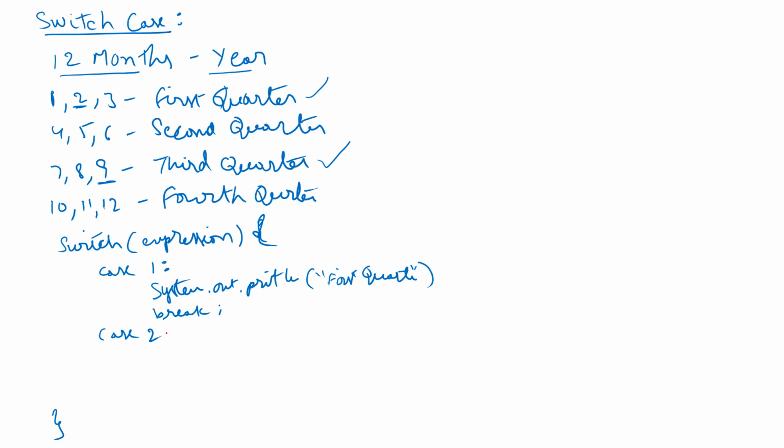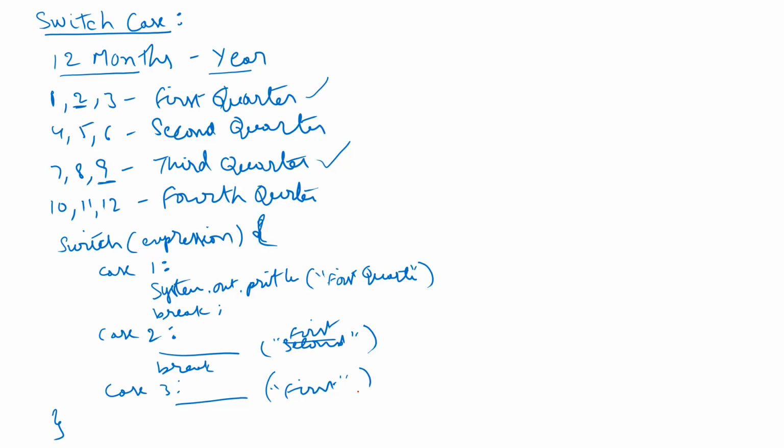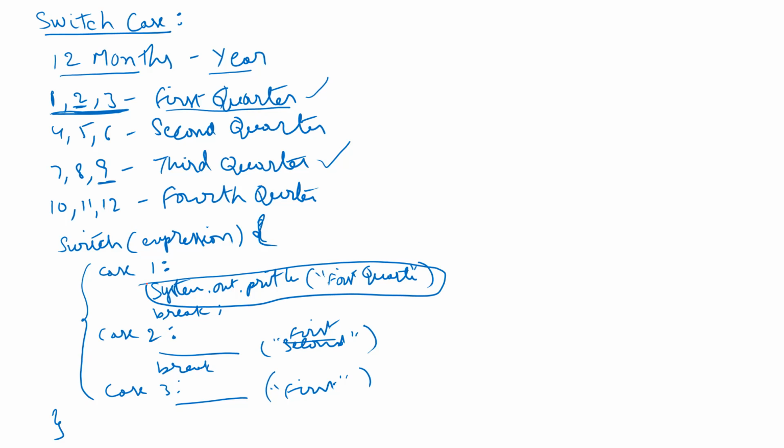Similarly, case 2, system.out.println second quarter, and a break statement. Similarly, case 3, sorry, this is first quarter. Case 3, print first quarter. But since the first 3 values belong to the first quarter, if we write 3 different case statements with print statements in each of these, then that is repetitive work. That means we are doing a rework.